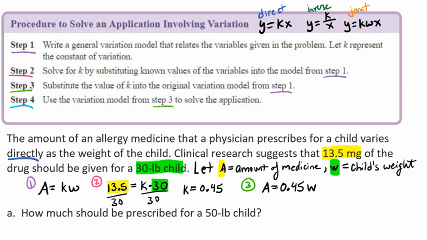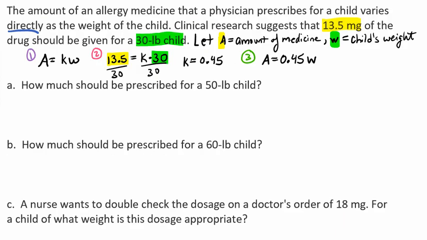For example, how much would be prescribed for a 50-pound child? Well, we just need to plug in the number 50 now to our equation. So A equals 0.45 times 50. And when we plug that in, we're going to find that the amount of medicine should be 22.5 milligrams.